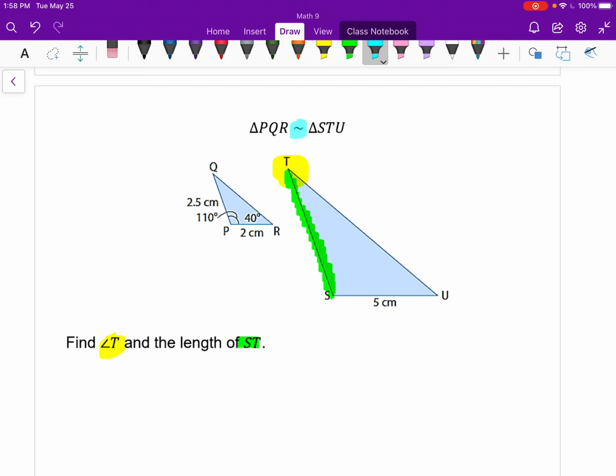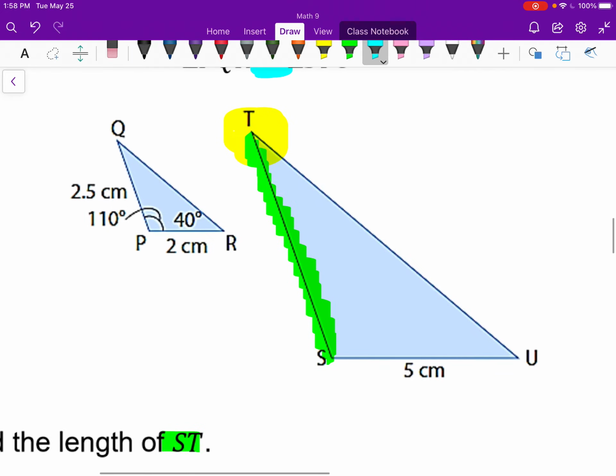Knowing that these two triangles are similar, and that little squiggly sign there tells me that these two triangles are similar, which means they are different triangles, right? One is clearly larger than the other, but they have the same shape, which means they have the same angles on the inside. So if this angle from here to here is 110, this must also be 110 degrees. And if this angle from here to here is 40, this angle over here must be 40 degrees.